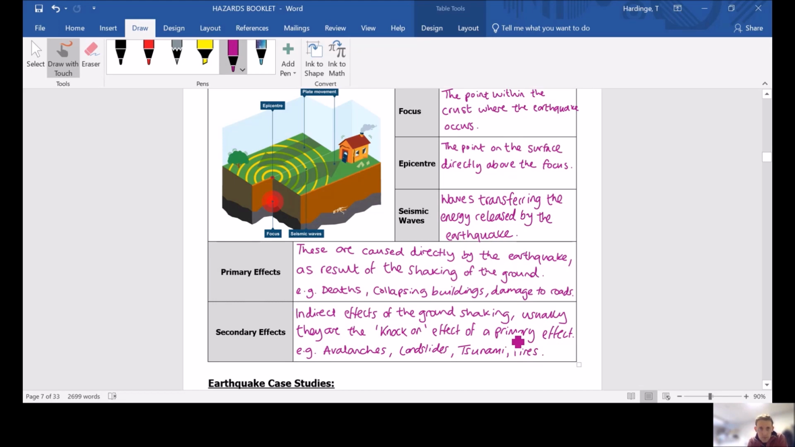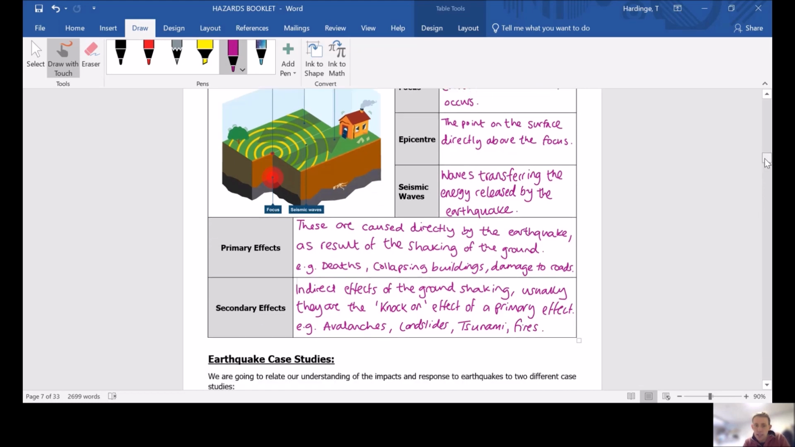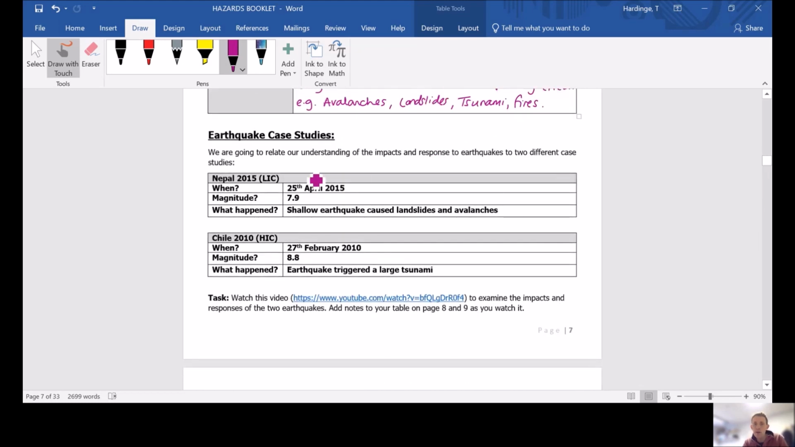The two examples of earthquakes that we're going to have a look at are in two contrasting areas of the world. We're going to look at two earthquakes, one in Nepal in 2015 and one in Chile in 2010. Now, if we have a look at the two boxes in your booklets, we can see that we've got some initial kind of background information about those two earthquakes.